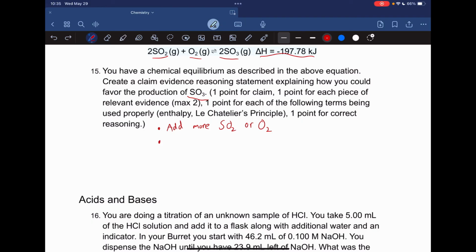That's just one way. There's a couple other ways. Another way is that we can adjust the pressure. Notice all of these are gases, and so we're going to look at which one has the least amount of moles of gas. This has 2 plus 1, so the left side has 3 moles of gas and the right side has 2 moles of gas. That means the right side has the fewer moles of gas. And the rule is, if we increase the pressure, it will favor the side with fewer moles of gas. So if the right side has fewer moles of gas, and that's what we're trying to favor, we need to increase pressure.